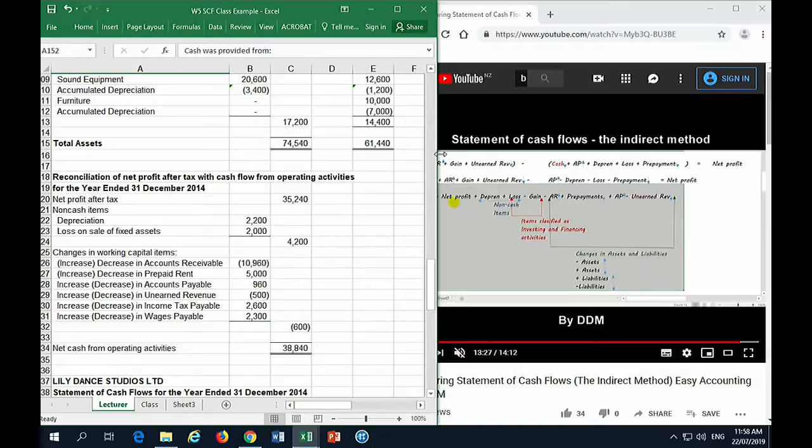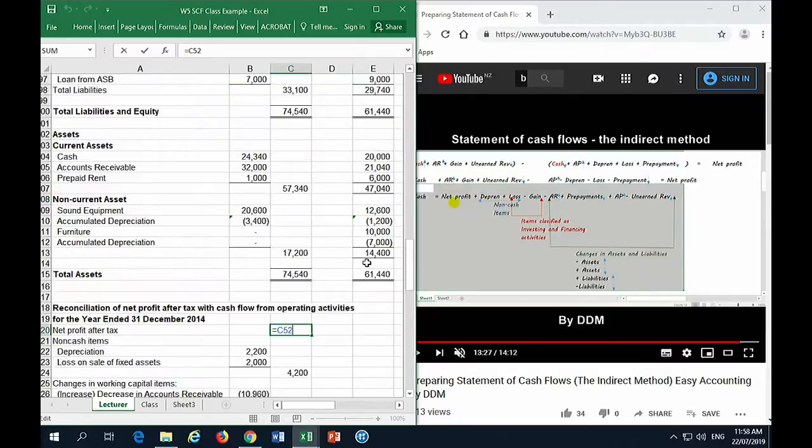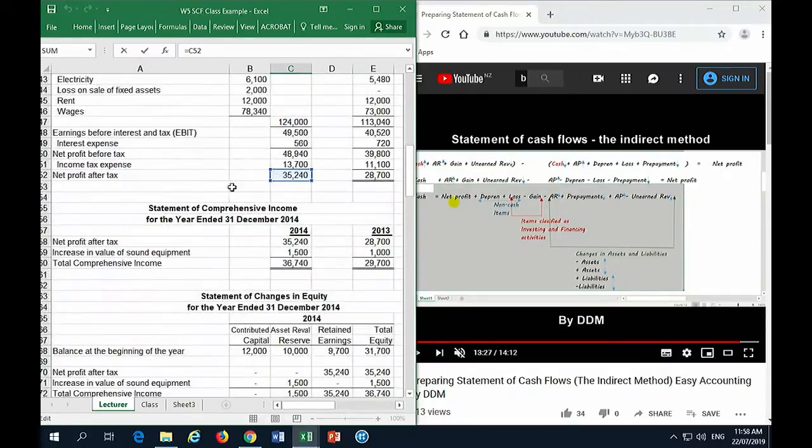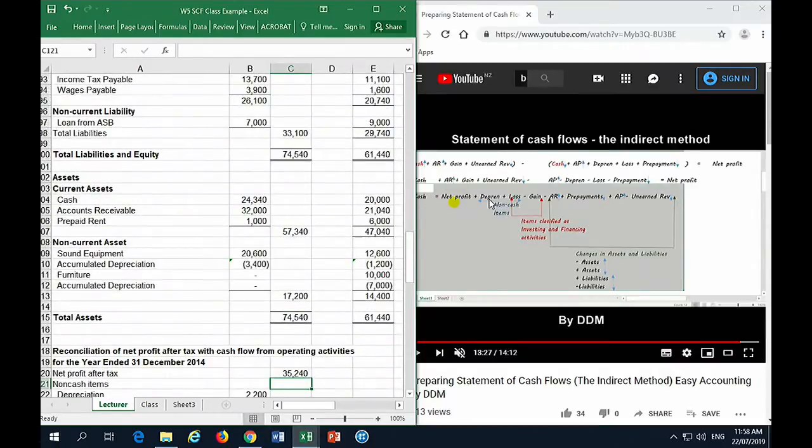So now let's look at this case. We start from net profit after tax, and obviously this number is from the income statement, the bottom line, right? Net profit after tax. The second step, what we need to do is to look after the non-cash items. Depreciation, which does not involve cash. Loss, when you make a loss on sale, basically you didn't receive the amount of money that you should have received, right? So that's non-cash items.